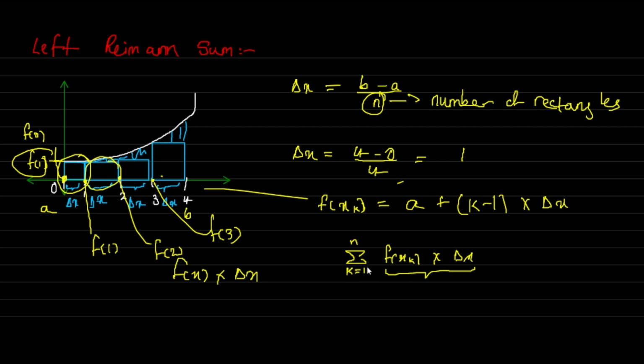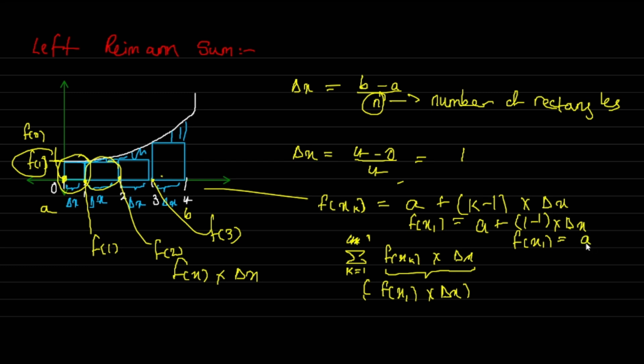So what this means is that, let's say I'm taking the sum from 1 till 1. Then it's only going to be one thing, right? So that means it's going to be f of x1 times delta x. Delta x in this case was 1. And if I'm taking 1 here, that means x1 is equal to a plus 1 minus 1 times delta x, and that gives me x1 is equal to a.